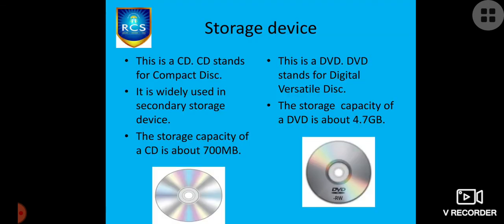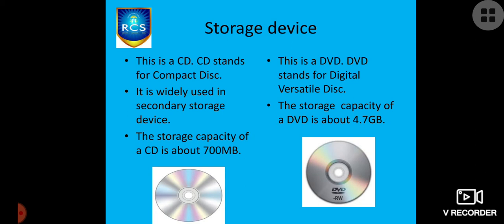First one is CD. This is a CD. CD stands for compact disc. It is widely used as a secondary storage device. The storage capacity of a CD is about 700 MB.